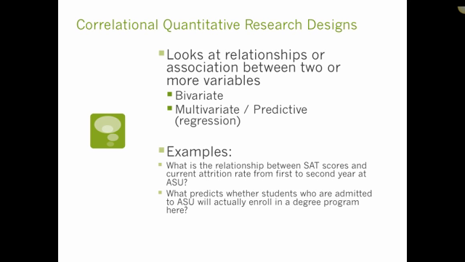Another example of a correlational research question would be, what predicts whether students who are admitted to ASU will actually enroll in a degree program here? This study is actually done at universities all the time. Those of you in admissions would probably be familiar with this question in terms of how to manage your yield, right?